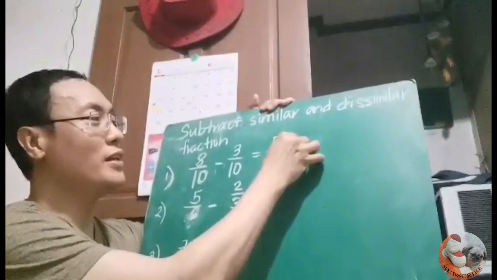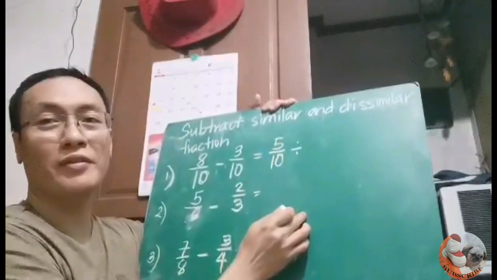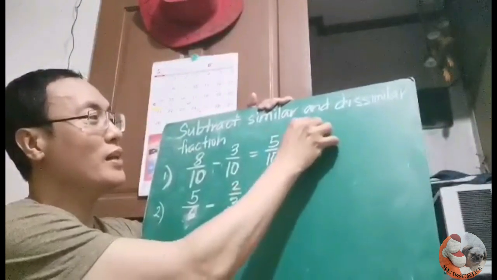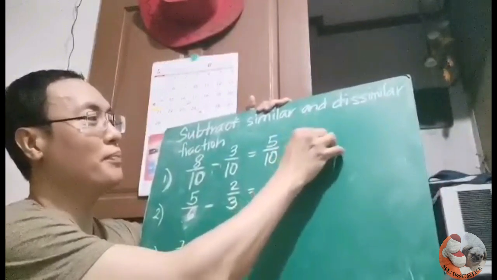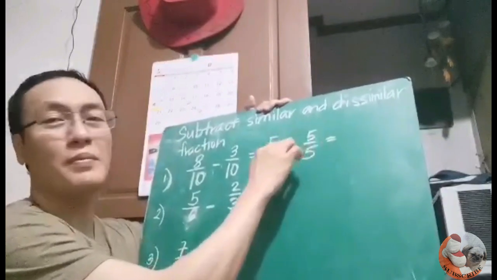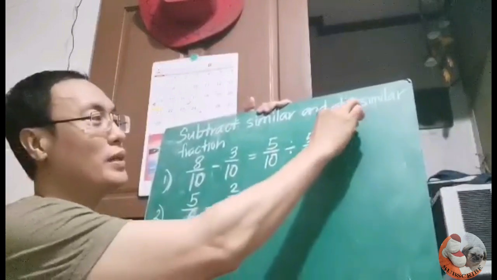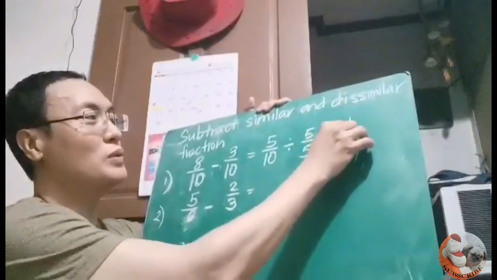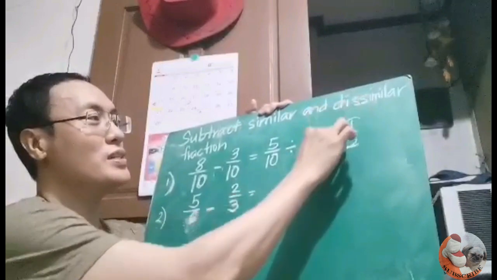So by dividing it by their GCF. So ang GCF ng 5 and 10 is 5. 5 divided by 5 is equal to 1. 10 divided by 5 is equal to 2. And the answer is 1/2.